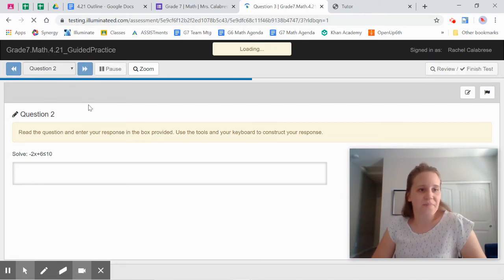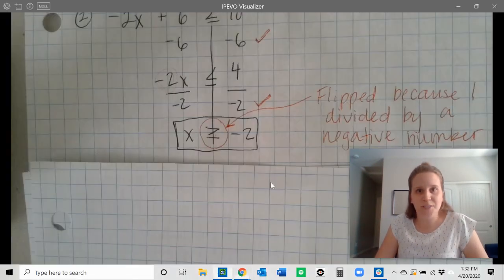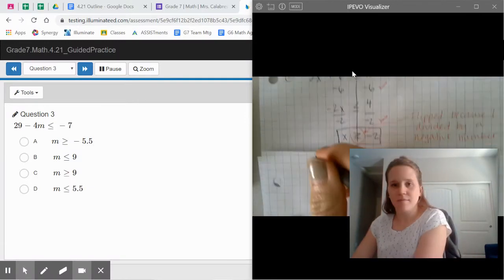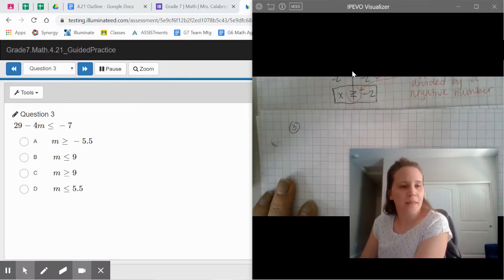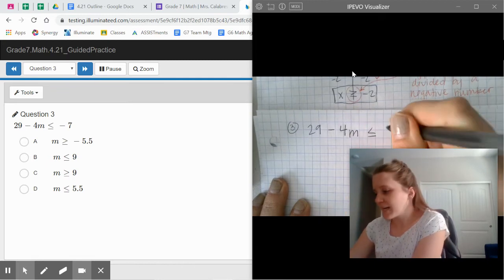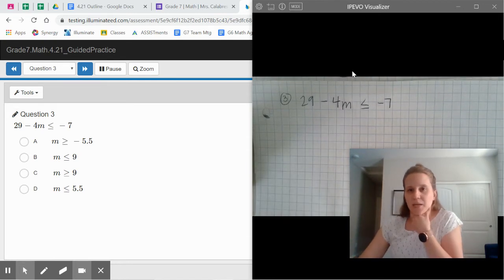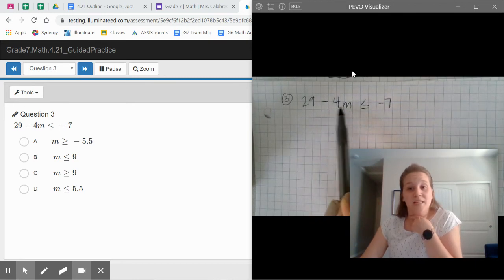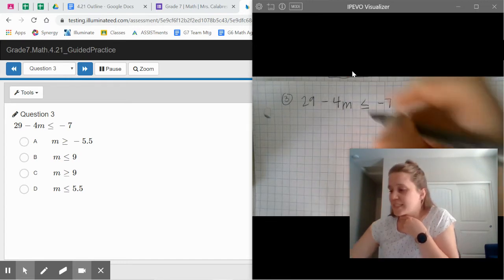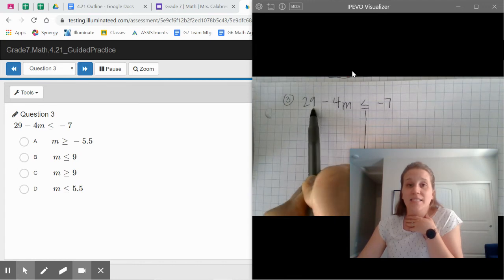Let's try question 3. For question 3, I'm going to bump our time down, and I want to start this one together. Okay, so go ahead and find a spot on your paper for question 3. Okay, go ahead and copy 29 minus 4m is less than or equal to -7. Okay, the reason that I want to start this one together is because, did you notice that the variable term is the one that is being subtracted? Yes, so that means if I want to start solving and getting that variable term by itself, I know that I'm going to end up with a negative variable term, like a -4m. And I see that this 29 is actually positive.